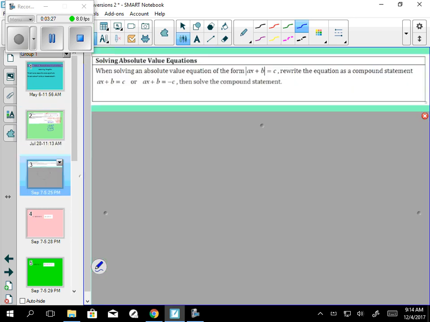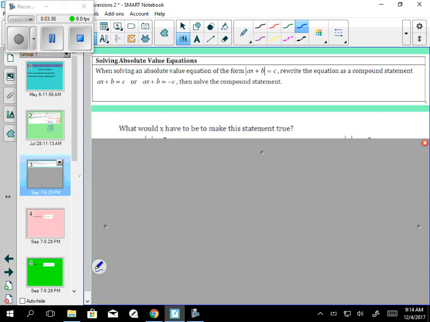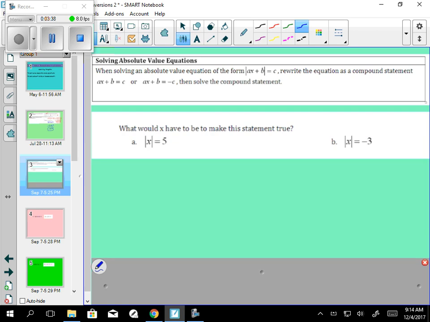All right, let's look at absolute value equations. So when solving an absolute value equation, we want to rewrite this as two different statements. Okay, so taking a look at this one, what would x have to be to make this true? Two numbers can make this true. Obviously 5 would. The absolute value of 5 is definitely going to equal 5. But also the opposite of that would also make it true, negative 5. Okay, because remember negative 5 is also a distance of 5 away from 0.